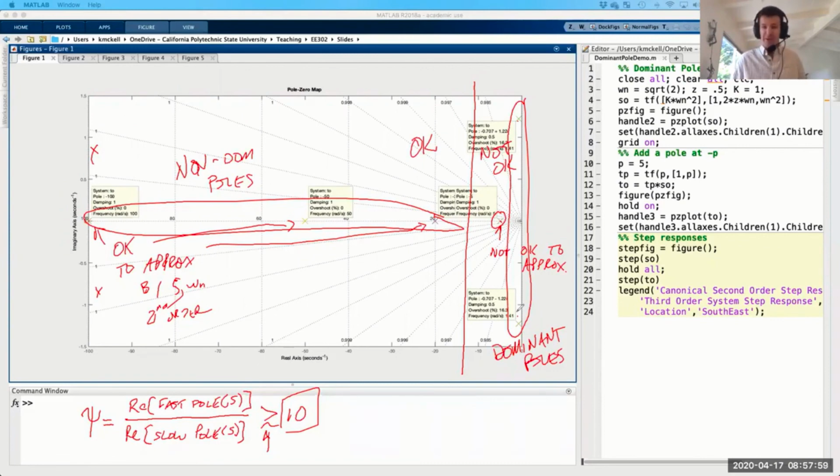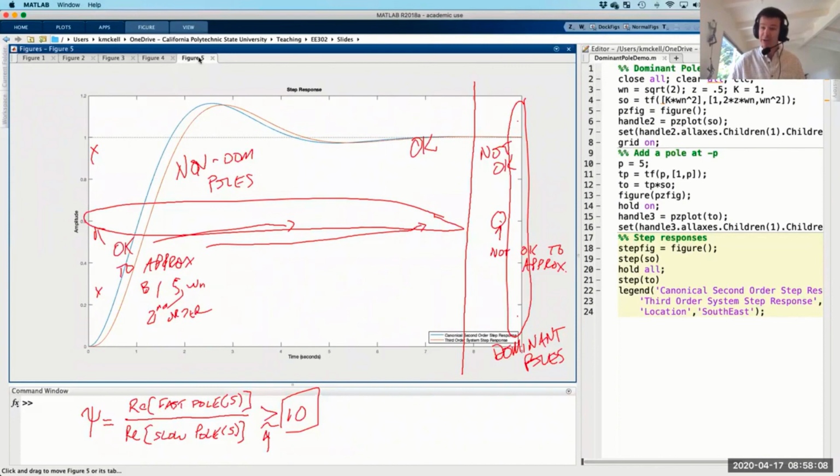I mean, don't let me tell you how to live your lives. You can try and make the approximation, but this step response here suggests that your approximations are going to be wrong. Your transient metrics are going to be wrong.